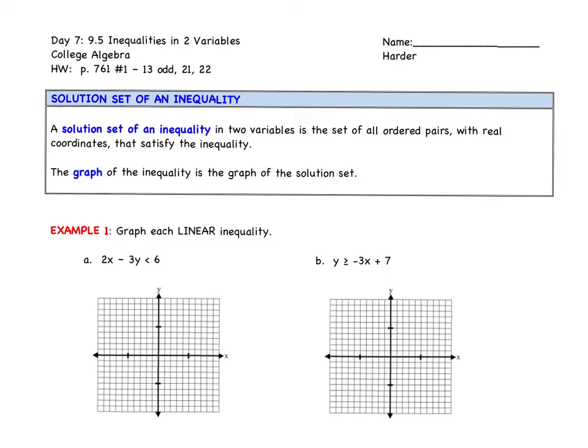First thing I will tell you, you see this homework assignment at the top? That's not what you're going to be doing. Instead, you're going to be doing a worksheet. So just know that your homework is a worksheet.